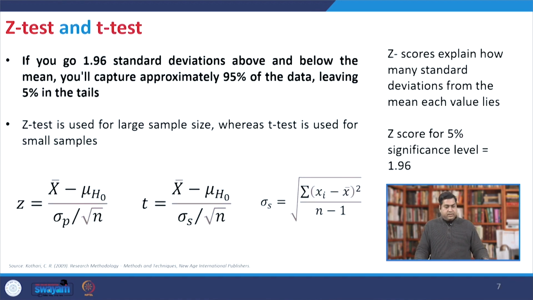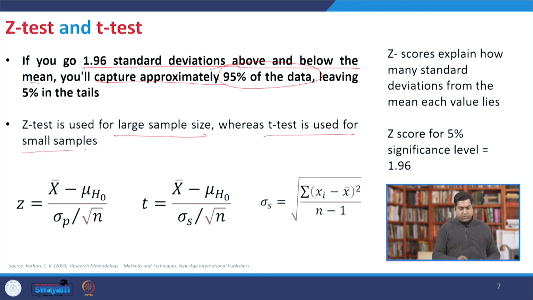Now, in this case the Z test and T test almost look similar, but there are certain basic assumptions where you can go for Z test or T test. If you go 1.96 standard deviations above and below the mean, you will capture approximately 95% of the data. So, that is basically the confidence interval. Z test is used for large samples, whereas T test can be used for small samples.